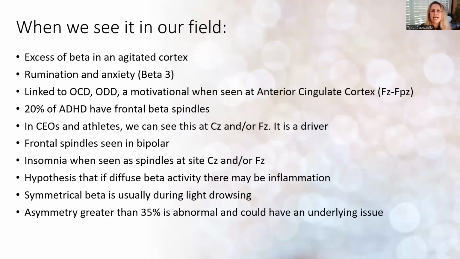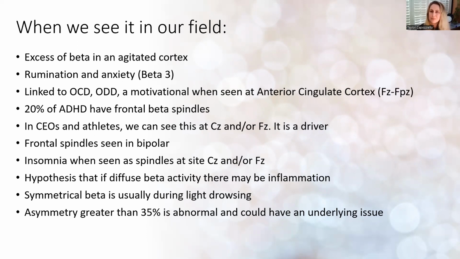In our field, we're going to see an excess of beta in an agitated cortex. So we're going to see it in rumination and anxiety in beta 3, linked to OCD, ODD, amotivational when seen at the anterior cingulate cortex. 20% of ADHD people have frontal beta spindles. In CEOs and athletes, we can see this at CZ and or FC as a driver. Frontal beta spindles are seen in bipolar. We see it in insomnia as spindles at CZ and or FC. And there's a hypothesis that if diffuse beta activity, there may be inflammation somewhere in the body. Symmetrical beta is usually during light drowsing, and asymmetry greater than 35% is abnormal and could have underlying issues.